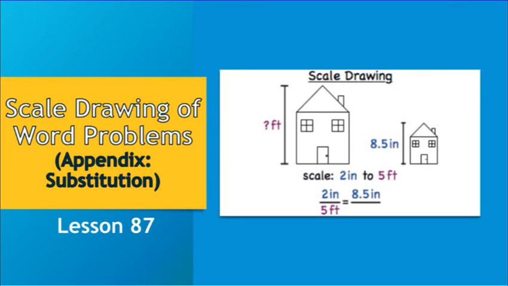Lesson 87, skill: scale drawings and word problems, and the appendix lesson that goes along with it, substitution. In the picture here, you can see a scale drawing of a house. It gives you a scale factor, 2 inches to 5 feet. So 2 inches is the same as 5 feet. We're going to use proportions to help us solve these.